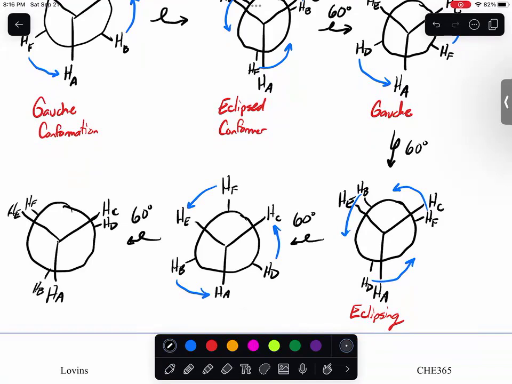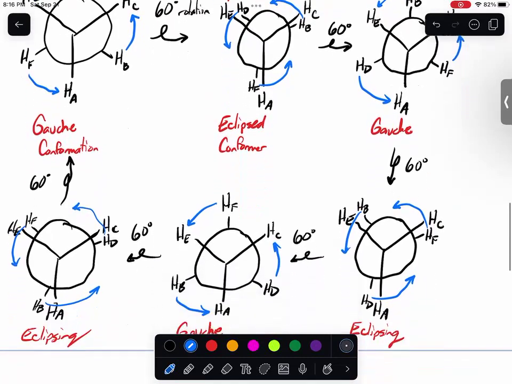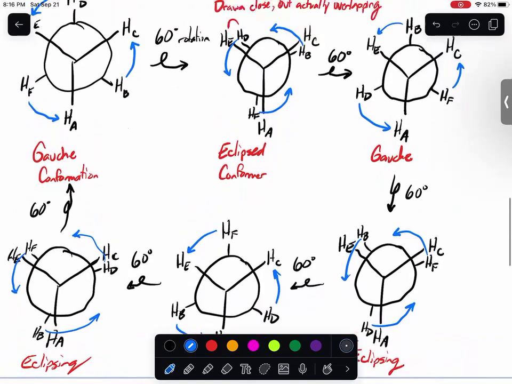So once again, we went from eclipsing to gauche to eclipsing. And now at this point, if we were to do another 60-degree rotation, we would end up with the original conformer that we had at the beginning, right? Because HB would go into this open space, HD into the top open space, and HF into the bottom right. So these would be the six conformers that we would see by doing these rotations.